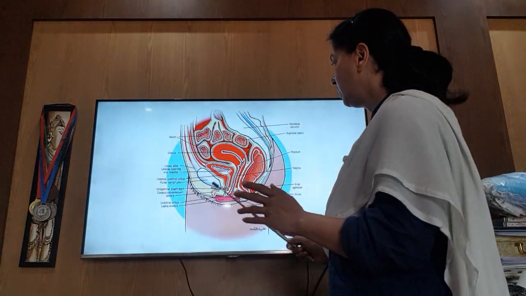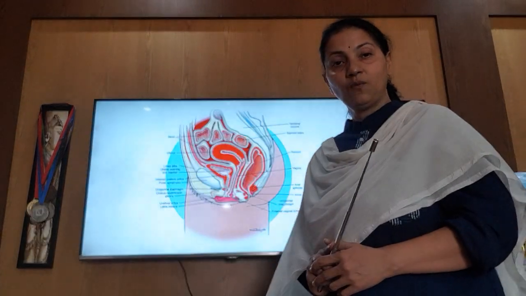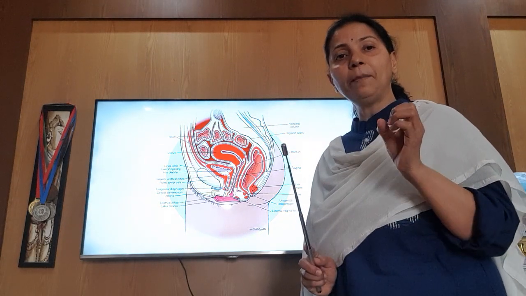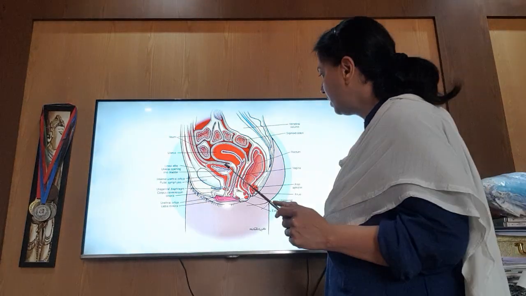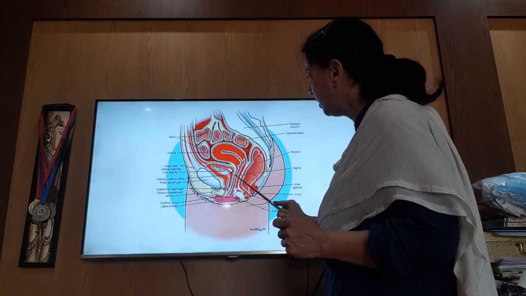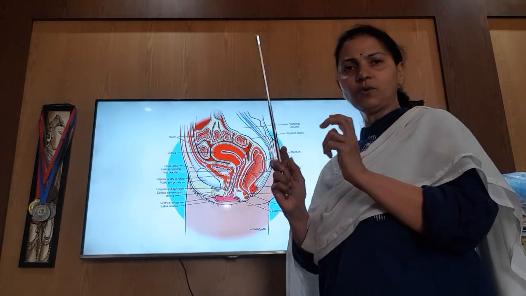Now we have to see the inner portion. What about the inner portion? In the empty bladder, if you open it, you will see a lot of folds. You can see folds over here. They are called rugae. A lot of folds.